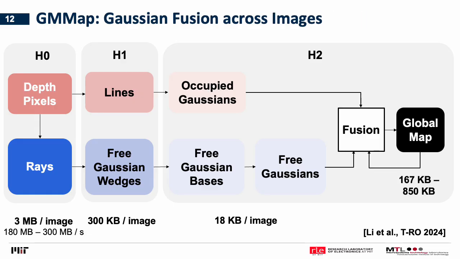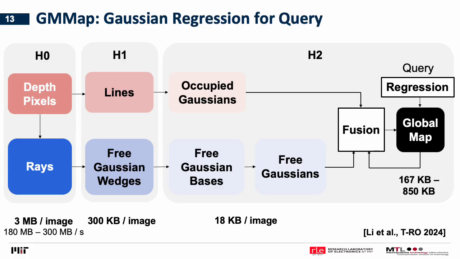Once we have Gaussians per image, we'll fuse and accumulate those Gaussians image by image into a global map. The size of the global map is around 167 to 850 kilobytes. Note that this is not per image, but the entire map of the scene. After the map is constructed, the downstream applications will query the map at 3D locations of interest via a process called regression, which computes the occupancy probability at each of the query locations.